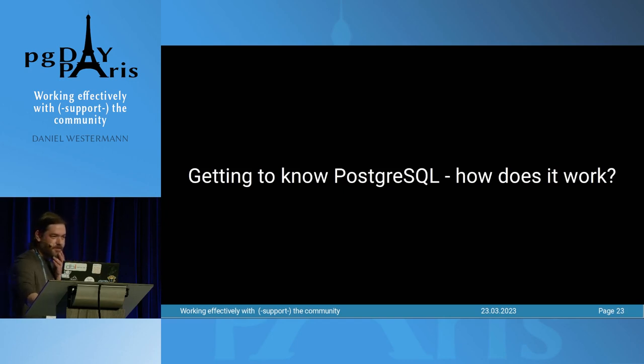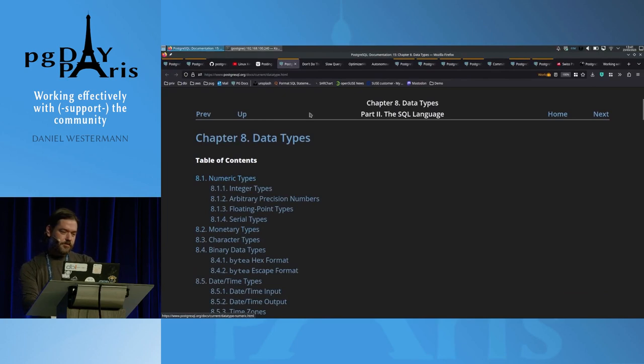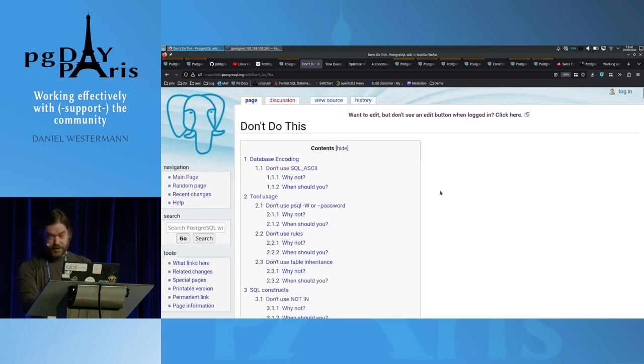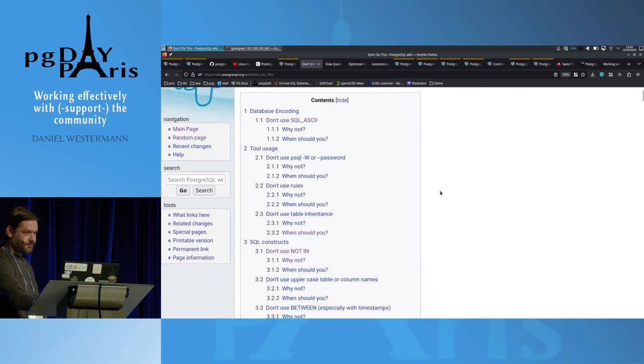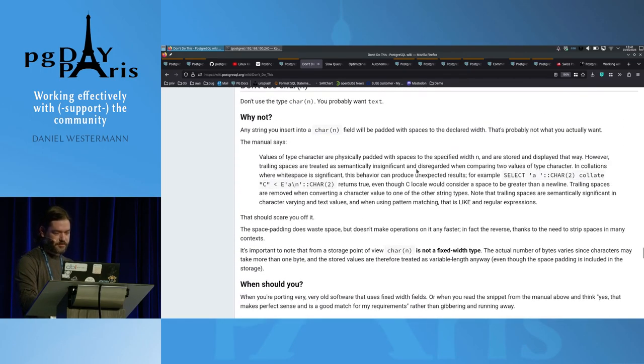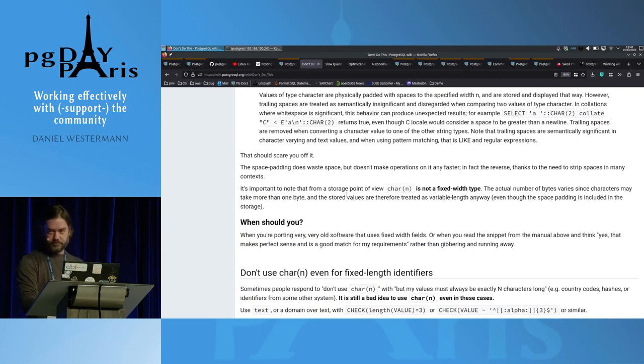So getting to know Postgres, how does it work? First of all, don't do this. Who knows this page? Not many. Please go here, read through it. Especially this one. This can save you a lot of trouble. And it's not so large. And there's always a reason why you should not do it, and there's an explanation. Believe me, that would have saved me a lot of time and troubles.